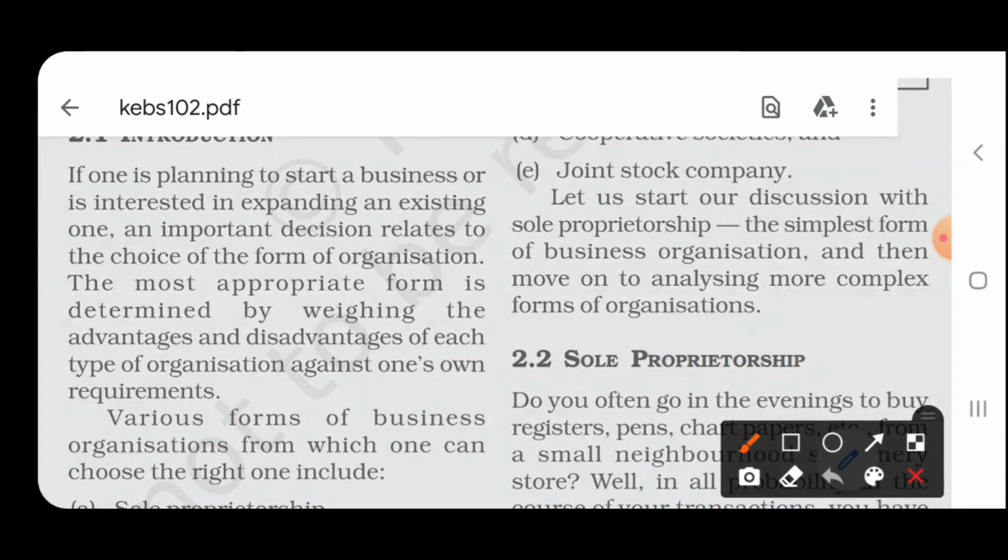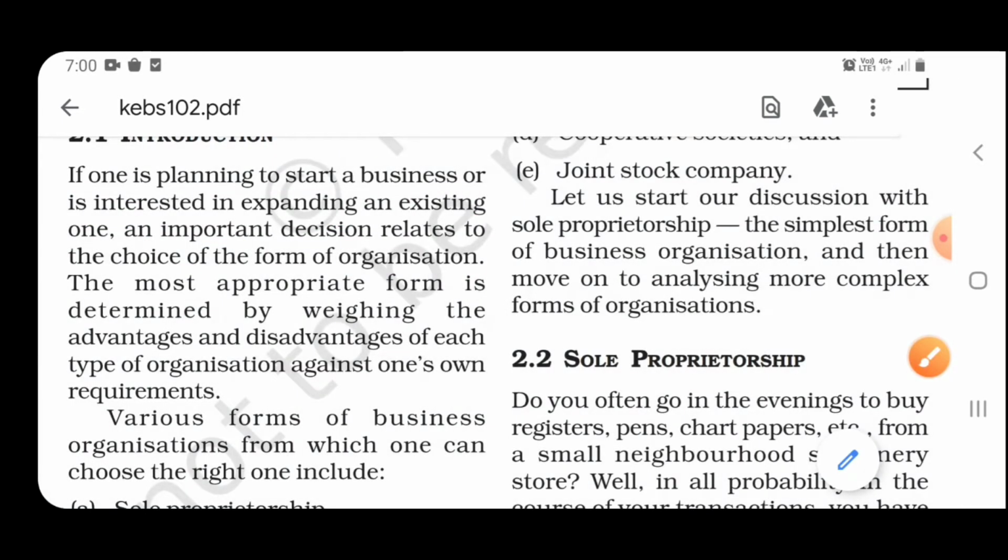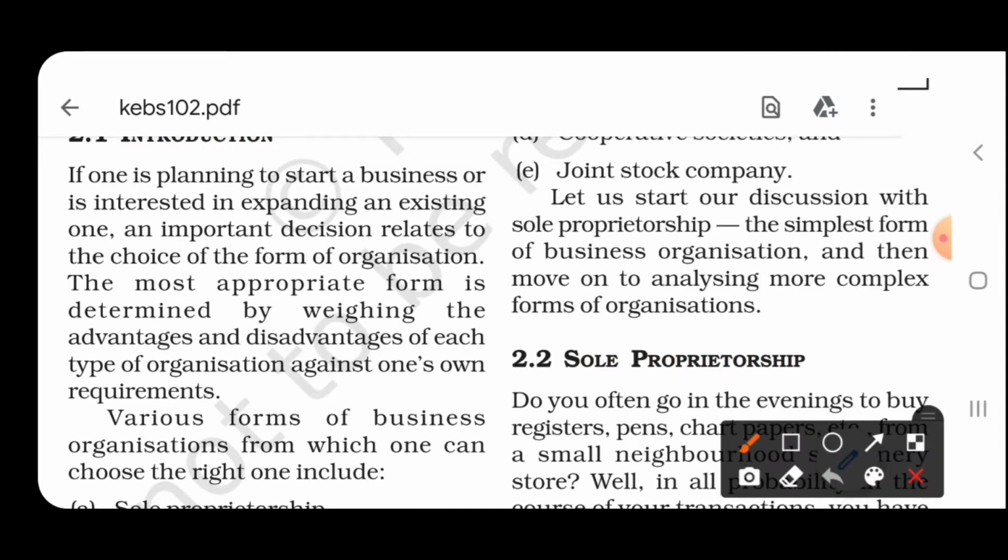If one is planning to start a business or is interested in expanding an existing one, an important decision is the choice of form of organization. That is, it's related to what type of organization you are going to choose. So this is an important decision, that is, which form of organization you are going to choose.